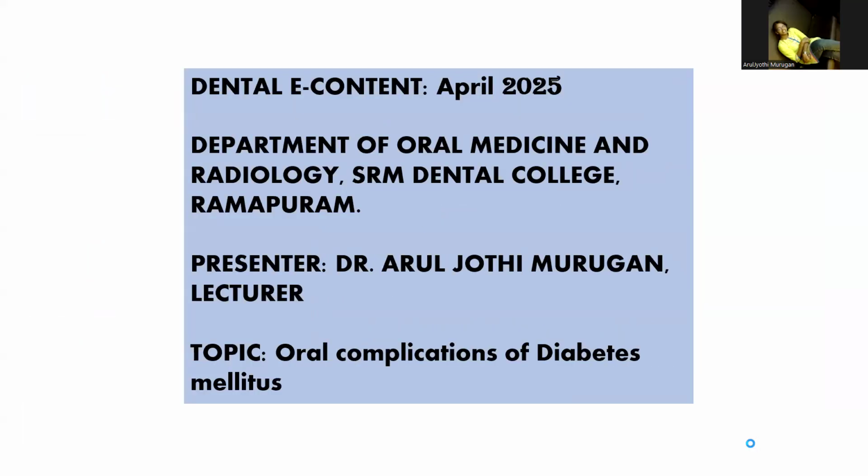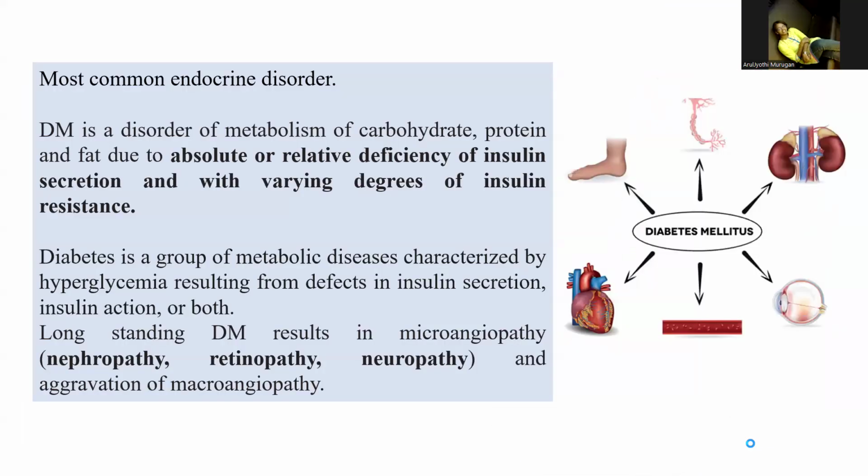The topic of this month is oral complications of diabetes mellitus. So what is diabetes mellitus? It's the most common endocrine disorder, affecting the metabolism of carbohydrate, protein, and fat. The major cause is the absolute or relative deficiency of insulin secretion, with varying degrees of insulin resistance. It is a group of metabolic disorders characterized by hyperglycemia, that is, an increase in the blood sugar level, resulting from defects of insulin secretion, insulin action, or both.